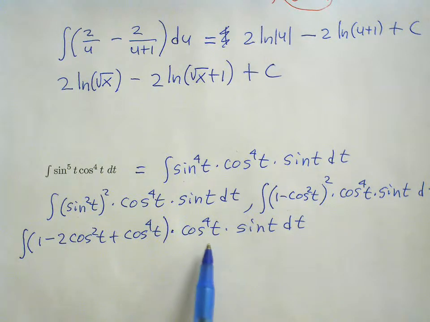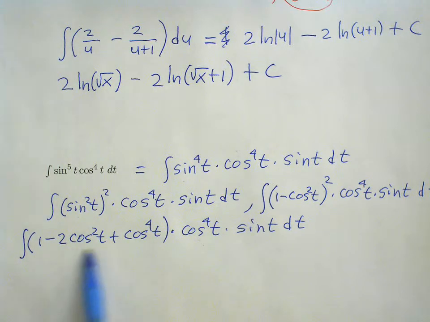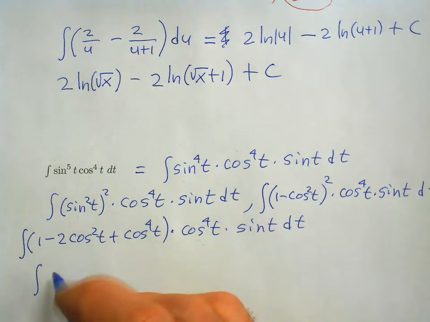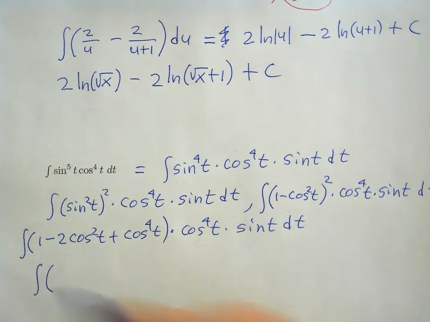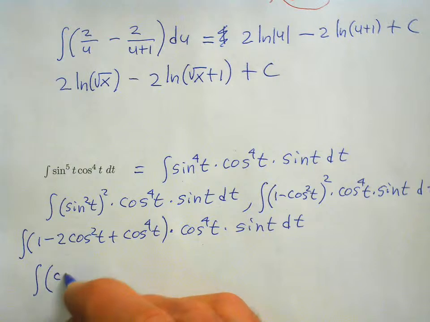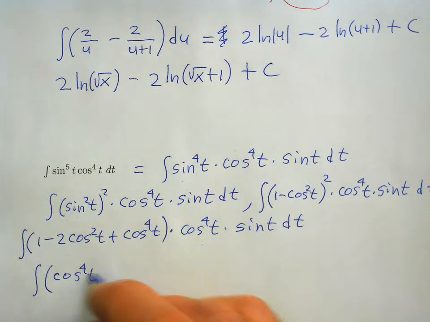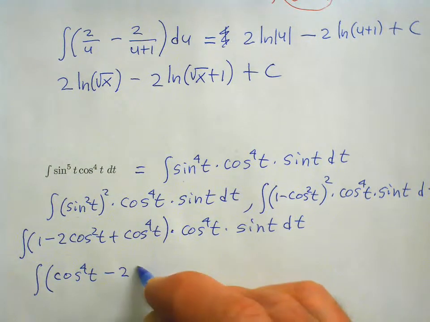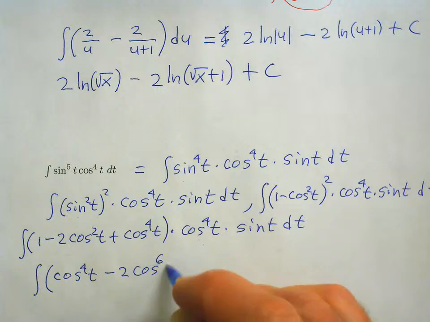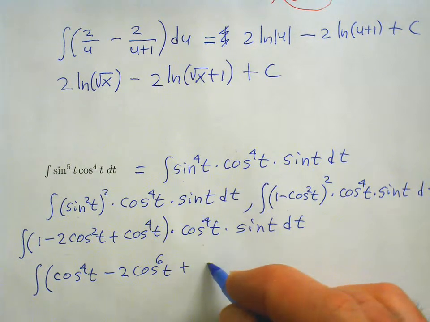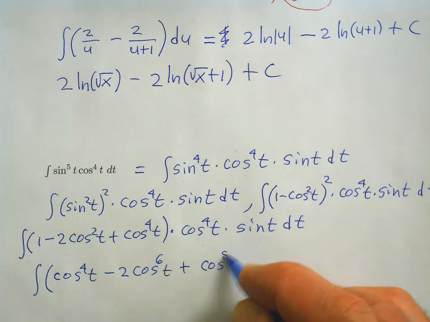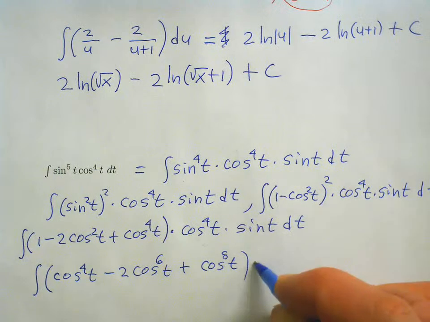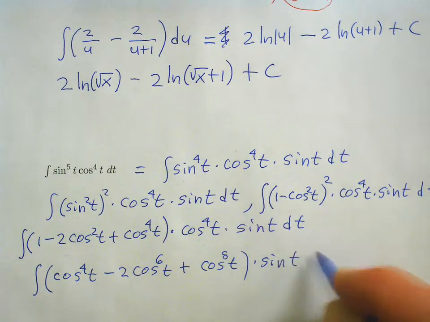Then we distribute multiplication by cosine of t to the fourth through this quantity. So we get the indefinite integral of cosine of t to the fourth minus 2 times cosine of t to the sixth plus cosine of t to the eighth, multiplied by sine of t dt.